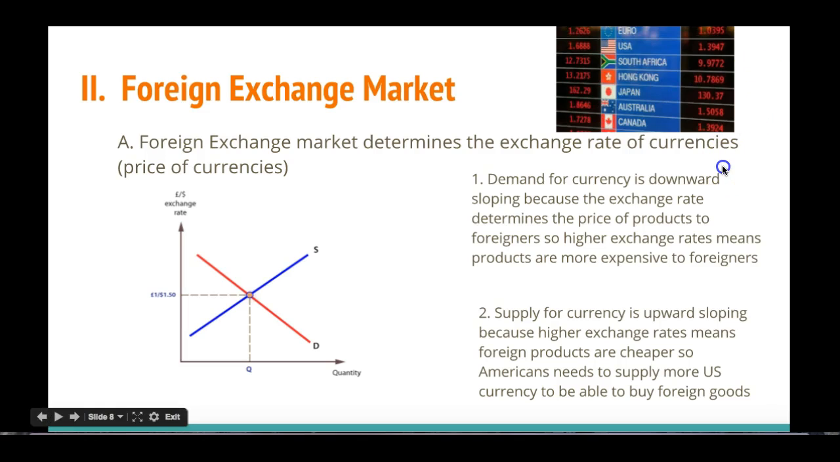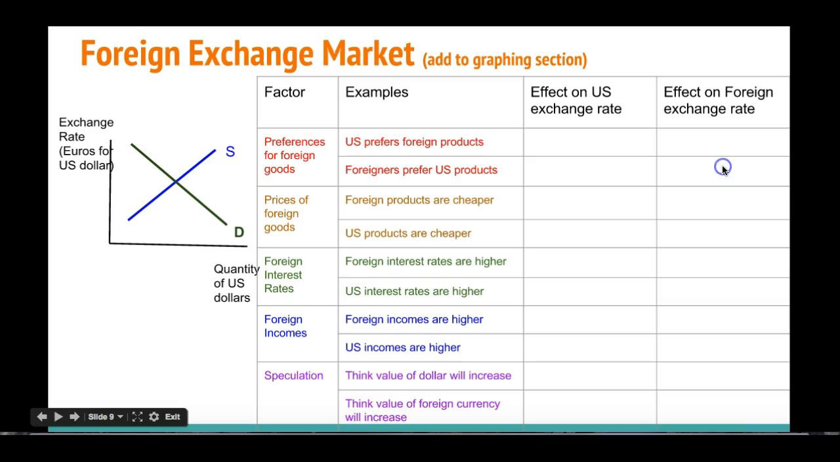So what causes supply and demand to move in the foreign exchange market? Well, here's what I want you to do. Like I said, this is a very, very last graph. So I want you to add this graph to your graphing section of your notebook.